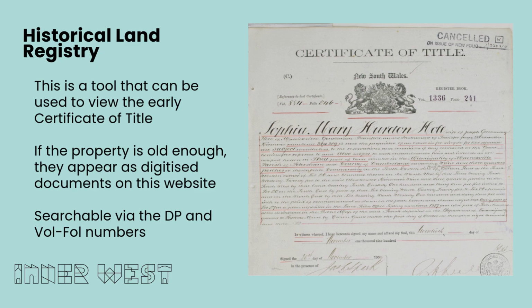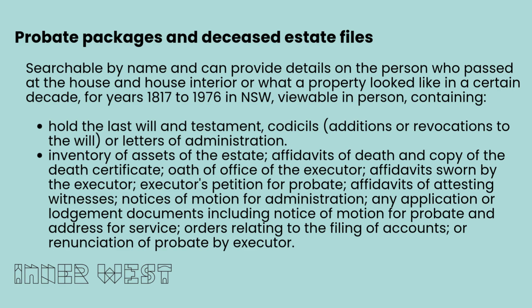On Historic Land Record Viewer, this is key in old properties that have original land titles. By using the volume and folio numbers, you can go further and further back into the original certificate titles. Probate packages and deceased estate files.